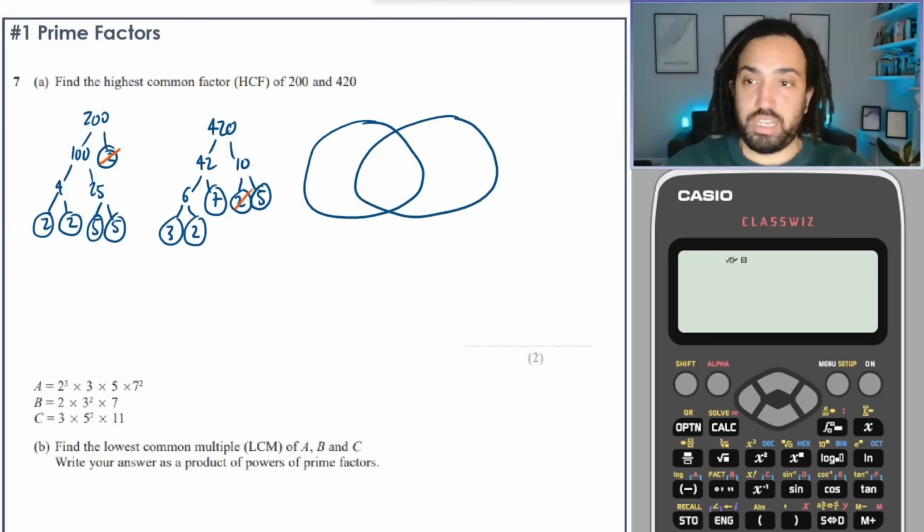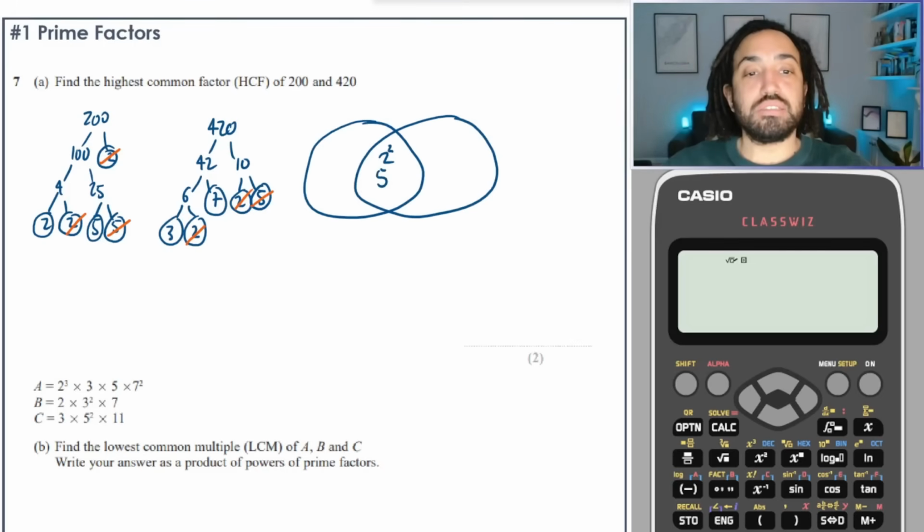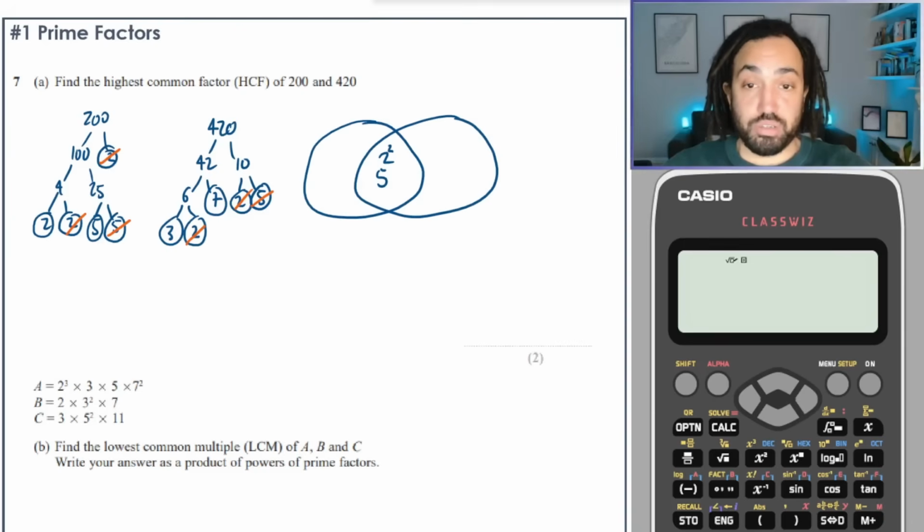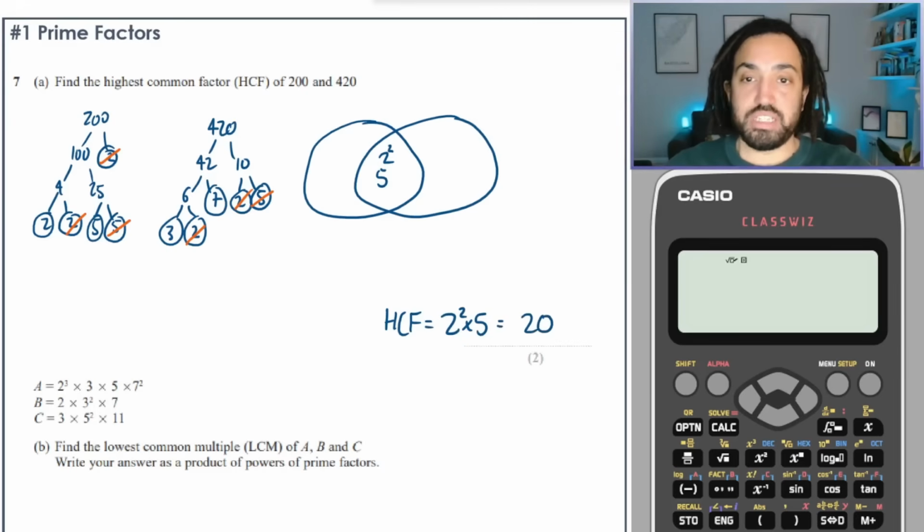Well, they've both got a 2 here, so that can go in the middle. They both have another 2, so we can say that's 2 squared. And they have a 5 that they share, so that can go in the middle. And that's it, that's all they share. Because we're just trying to find the HCF, that's all I need to do, really, because the middles times together gives us the HCF. So it's this, which is 4 times 5, which is 20.